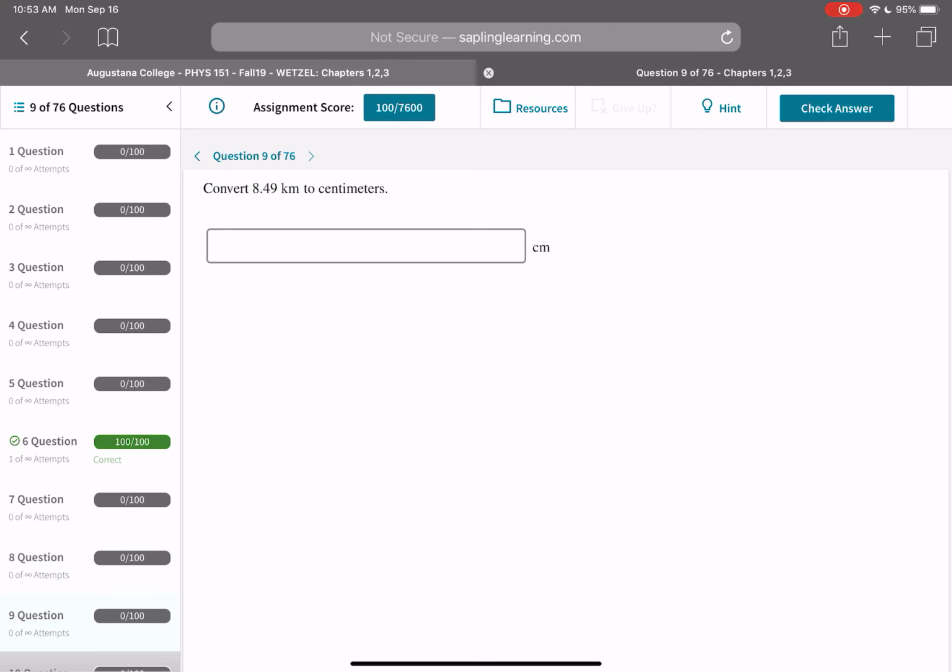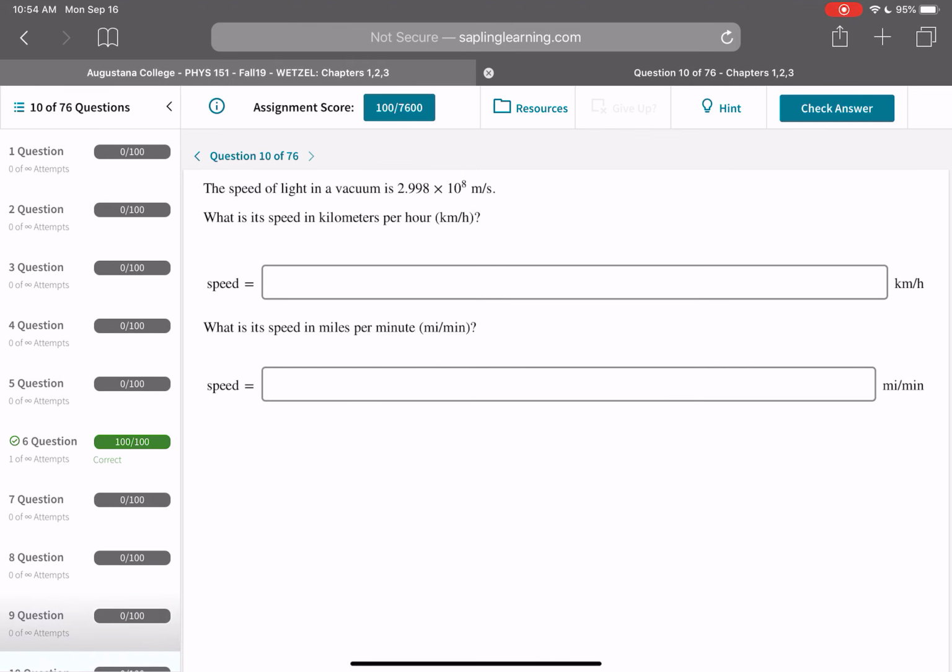Convert 8.49 kilometers to centimeters. 8.49 thousand meters into centimeters. You do 8.49 thousand meters times 100 would get you how many centimeters? How many centimeters in that many kilometers?